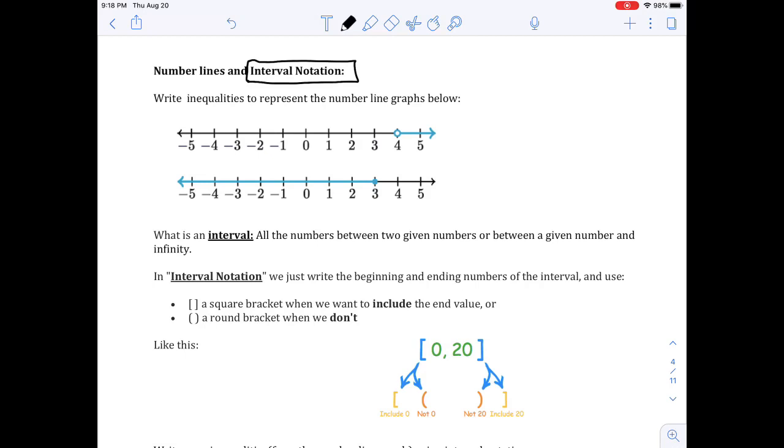So if I look at that first number line, I see that there's an open circle at 4, and I see that the graph is highlighted to the right of 4 with an arrow at the end. If I were to translate that into inequality notation, that would be x > 4. And notice there's an open circle there. And with the open circle, that indicates that we don't include the value of 4.